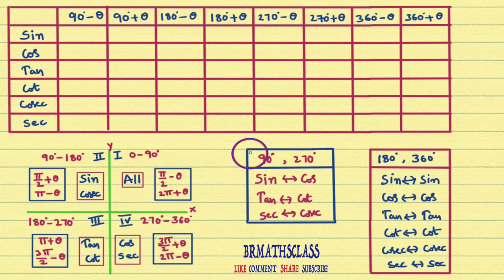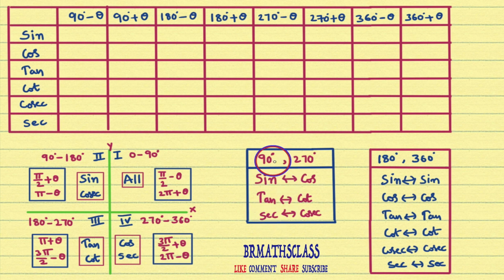Now come to the second one. This is most important. Whenever you see 90 degrees, 270 degrees in allied angles, the trigonometric functions change. I already did proofs of all these things in previous videos. Please check those videos without fail. When 90 degrees or 270 degrees is there, sine changes to cos, cos changes to sine, alternately. Tan changes to cot, cot changes to tan. Secant changes to cosecant, cosecant changes to secant.